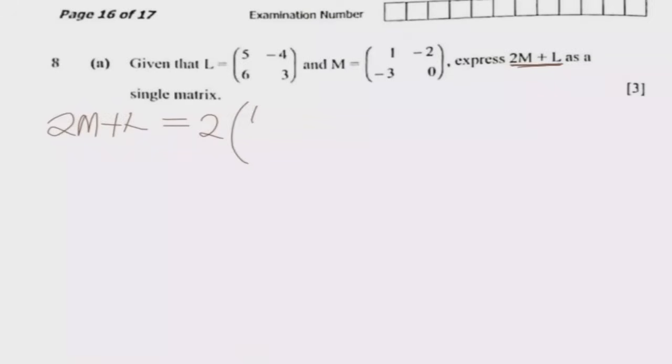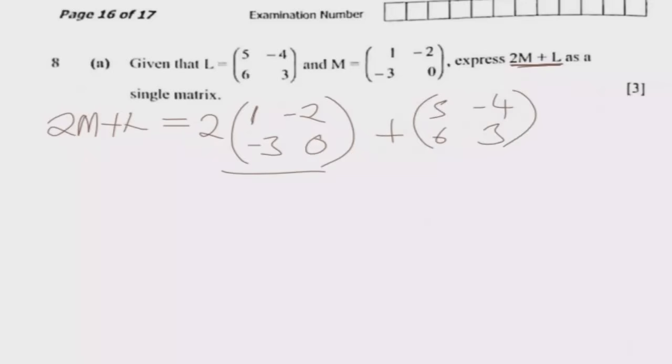Now you need to be very careful. Don't just say, because they have said M, you can't copy the matrix L. You need to pay attention to the matrix you are copying. That is 1, -2, -3, 0, close bracket, then plus matrix L, that is 5, -4, 6, 3. Then what we need to do now is evaluate this. So we multiply every element by 2.